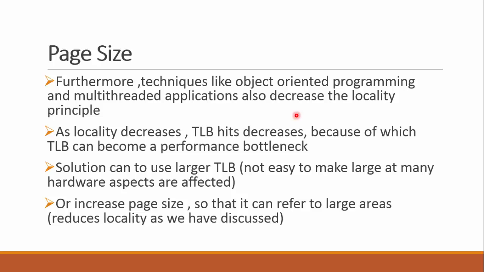So TLB becomes a bottleneck in that condition, because every time we go to the TLB first to get our page, and TLB is not able to provide a hit. So this time is kind of a waste. It does not serve any purpose if the locality decreases. The solution for that is we can use a larger TLB. But it is not as easy as it was with the memory, because TLB is hardware and it affects many aspects of the OS. So increasing the TLB is not an easy task.